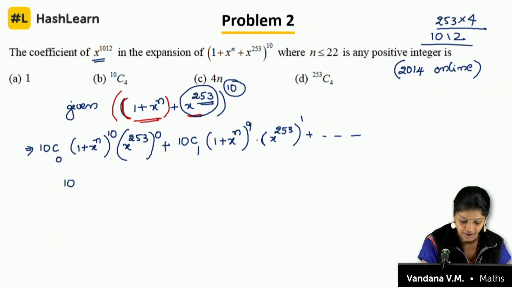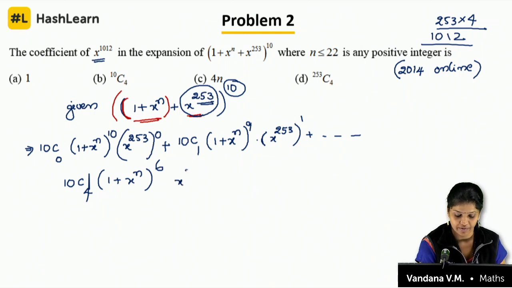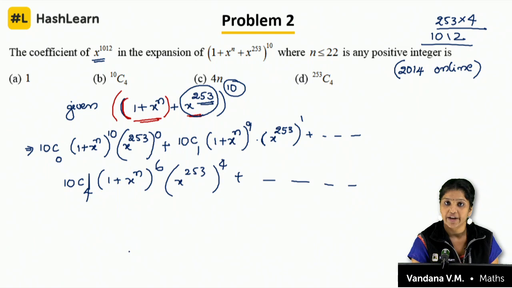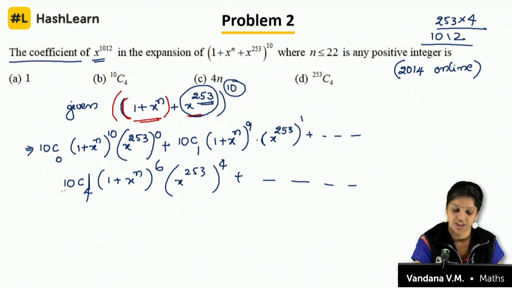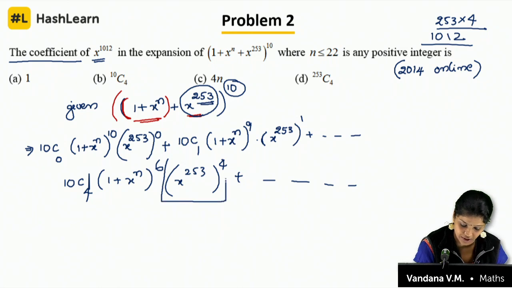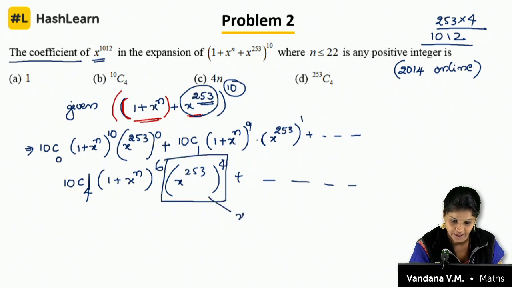So, till 10C4 (1 plus x power n) whole power 6, (x power 253) whole power 4 and so on. Now actually I want the coefficient of x power 1012. So where will I get this? This gives you the x power.